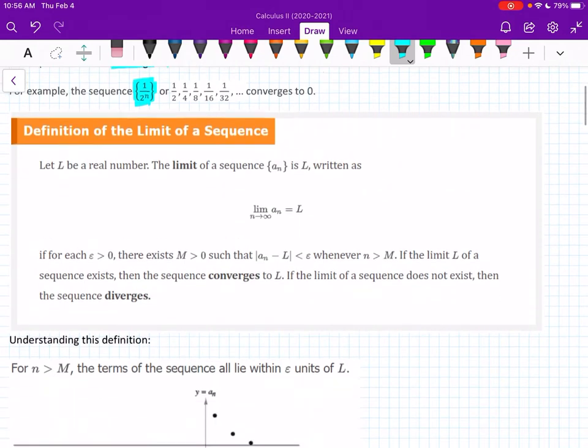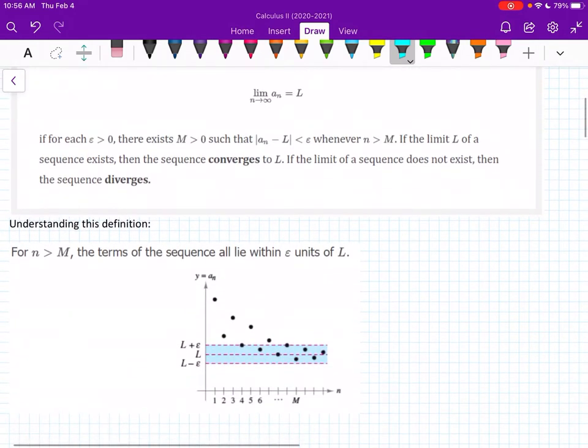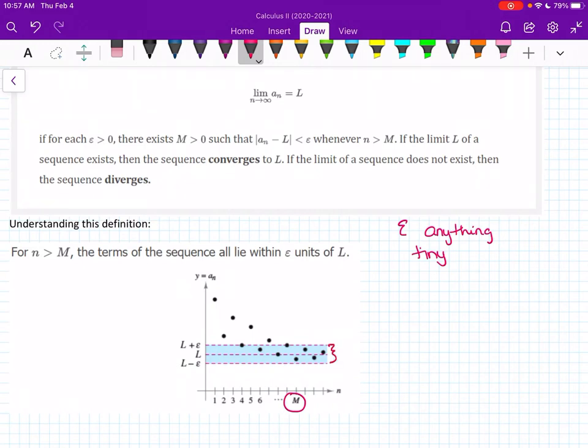Okay, so let's take a look at what this means. I think visually can help us the most. So epsilon is any number you want it to be, okay? So epsilon can be anything. And usually what we think about is something really tiny. So tiny, tiny, tiny. For any tiny number you pick, no matter how tiny you get, we can always go far enough in my sequence, which would be M, such that the terms are always within epsilon units of my limit, okay?